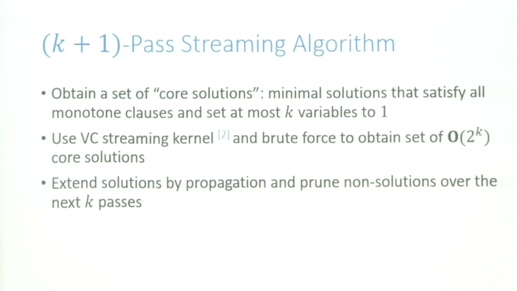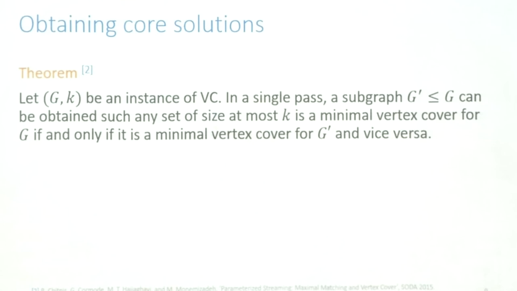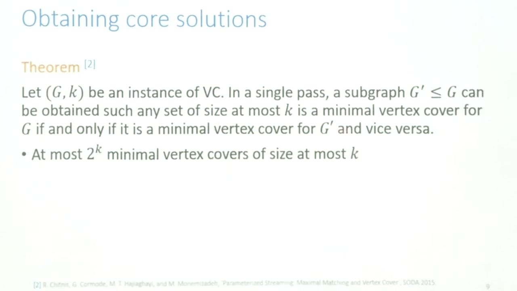So this is how you do it. If you have an instance of vertex cover, you can find a set of vertices of size at most k squared, which will be equivalent to the original instance when you only consider solutions of size at most k. So basically a kernel of size k squared, you can obtain this in one pass. So once you obtain that kernel, you can brute force over the kernel and obtain at most 2 to the k minimal solutions for your kernelized instance.